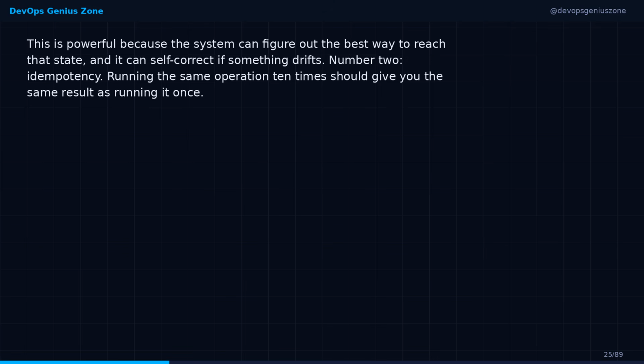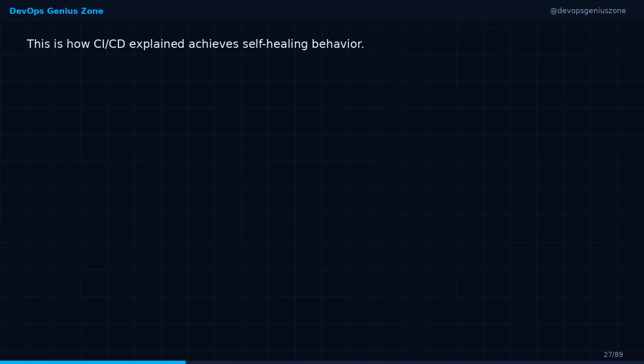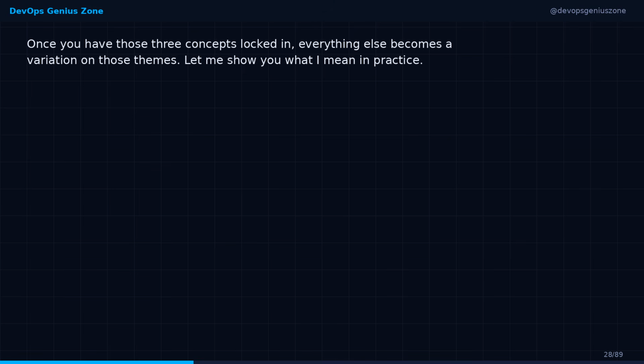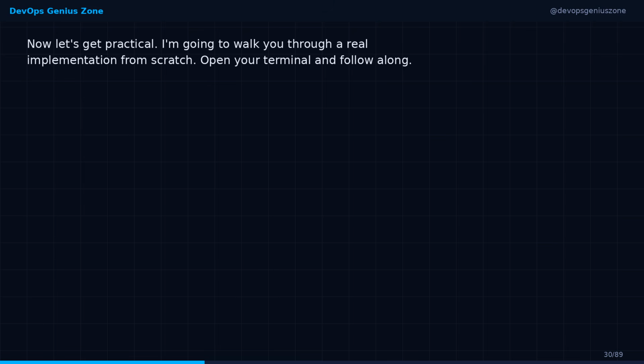Number 1, declarative configuration. You describe the end state you want, not the steps to get there. This is powerful because the system can figure out the best way to reach that state, and it can self-correct if something drifts. Number 2, idempotency. Running the same operation 10 times should give you the same result as running it once. This makes automation trustworthy. Number 3, the reconciliation loop. The system continuously compares where things are to where they should be, and takes action to close any gap. This is how CI/CD explained achieves self-healing behavior. Once you have those 3 concepts locked in, everything else becomes a variation on those themes.